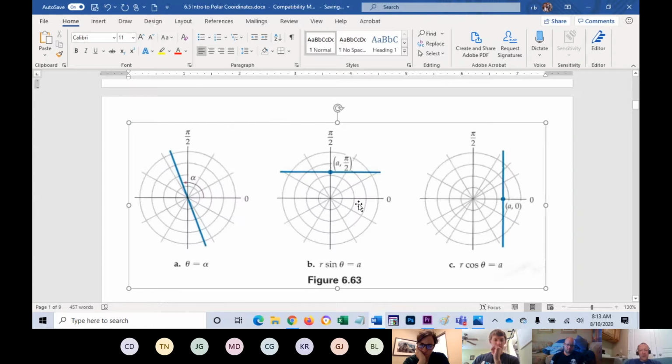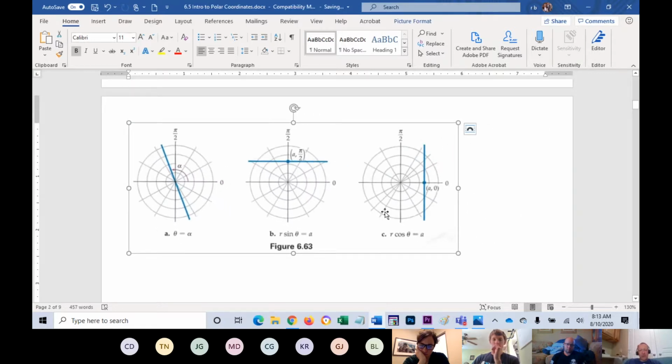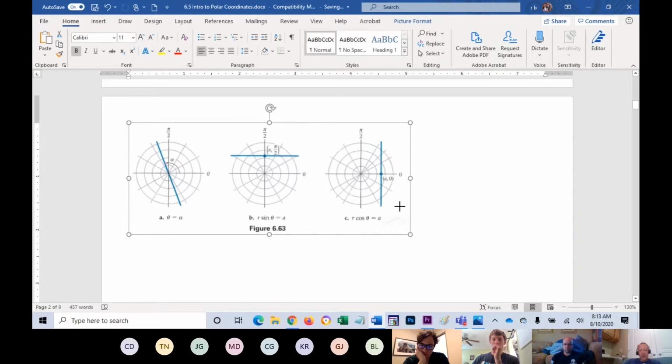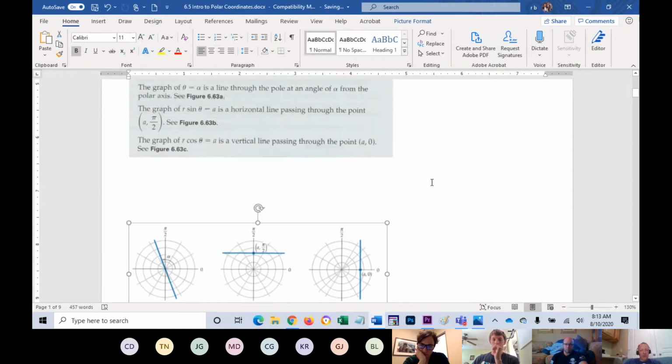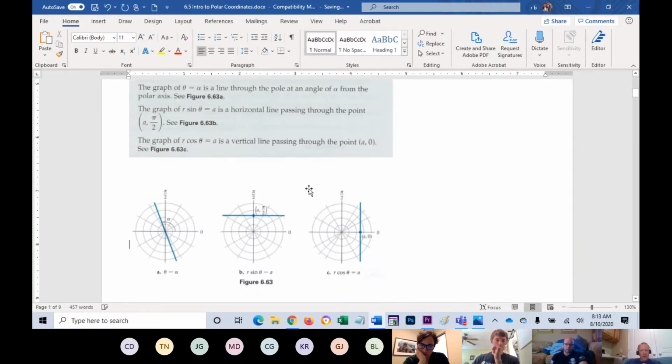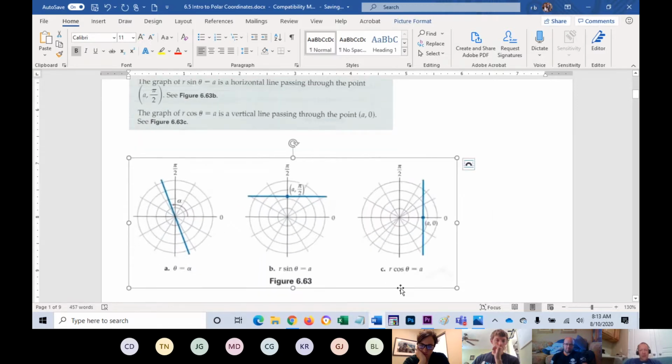Oh, now that doesn't fit on the same page here. Let me make this just a little bit smaller. Hopefully that'll fit on the page. There we go. I can make it a little bit bigger here. All right.